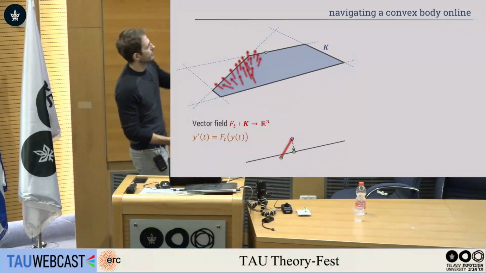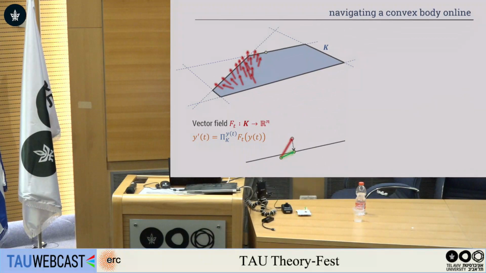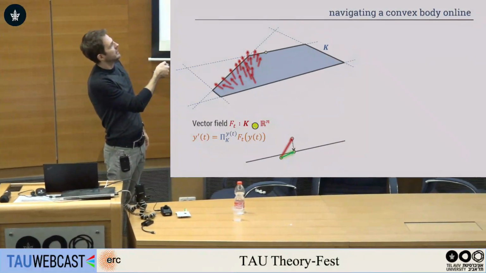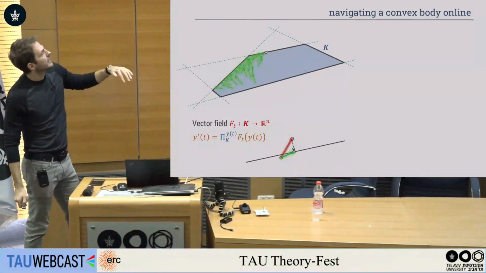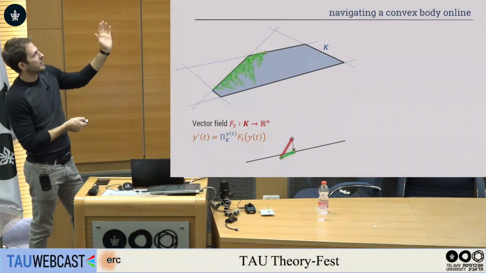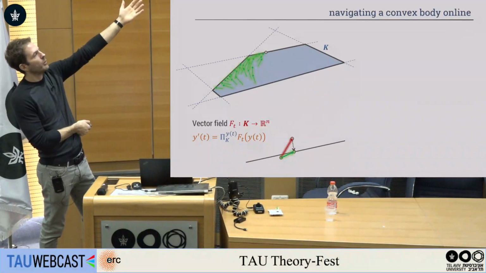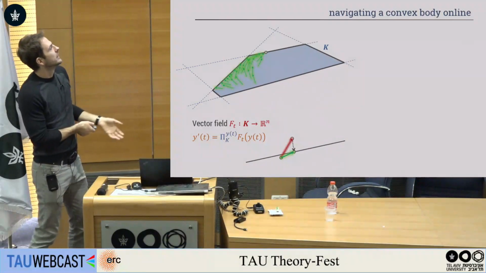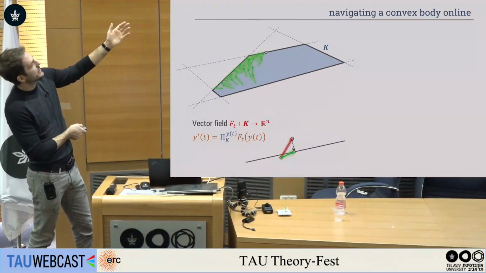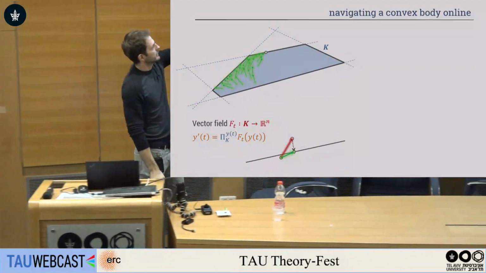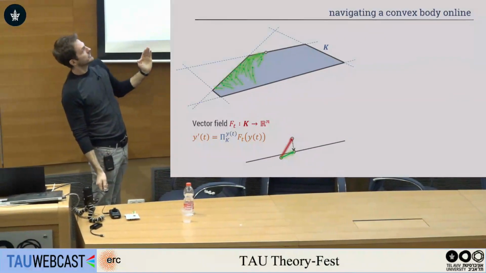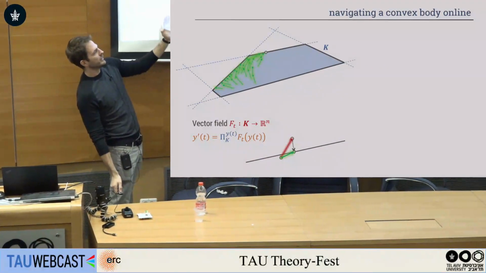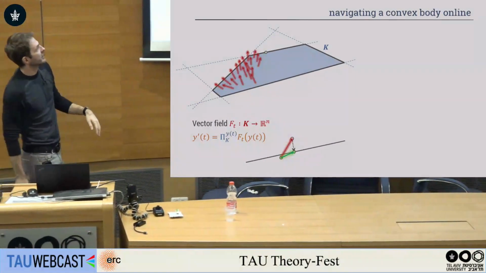So instead of taking this as my differential equation, I'm going to do this. This is just a projection of this vector. If you take your vector field and you apply some projection to it, you get some new vector field that always keeps you inside the body, and then you can flow along that. If you want to think about it at the most basic level, just think about this as Euclidean projection. So the process is: move a little according to the vector field, project back into the body.